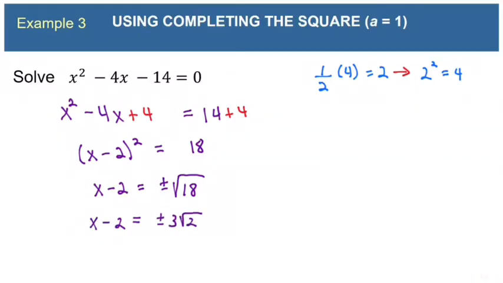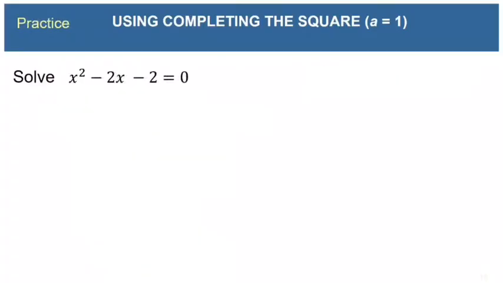And the last thing we need to do is just move our 2 over to the right side. Of course when we move it, it becomes positive, and we will get x equals 2 plus or minus 3 times the square root of 2. So these are our two solutions, 2 plus 3 square root of 2 and 2 minus 3 square root of 2. Now let's try this one, and I highly recommend that you pause the video and try this one on your own. So please do that.